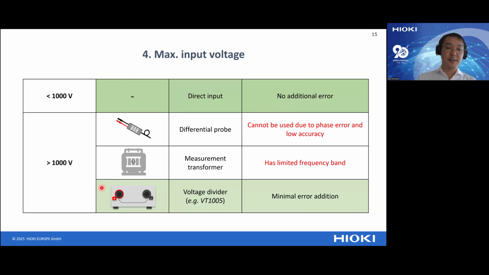And the third one is using a voltage divider. This is the best option. It supports a wide frequency band and introduces only minimal error. Our voltage divider supports up to 5000 volts measurement. That's why we recommend using a voltage divider for high voltage power applications.